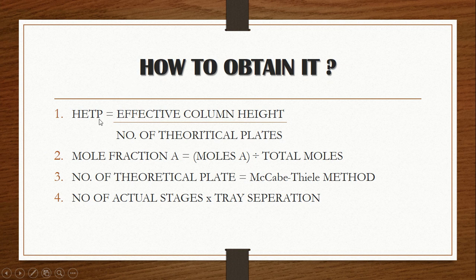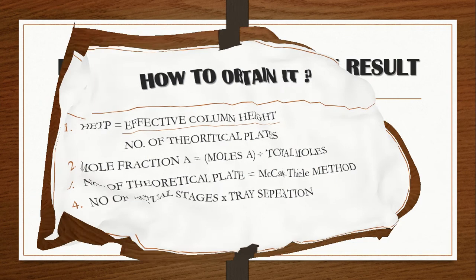For the height equivalent to a theoretical plate, we have to know the effective column height. After we know the effective column height, we divide it by the number of theoretical plates. For the mole fraction, we have to know the moles of A, and we divide it by the total moles. For the number of theoretical plates, we have to use the McCabe-Thiele method. For the effective column height, we multiply the number of actual stages by the tray separation.